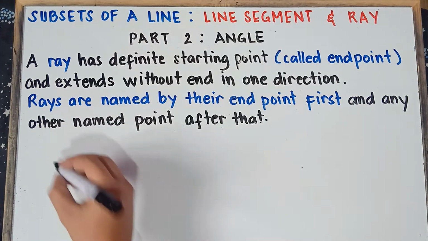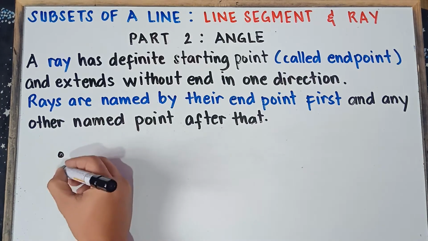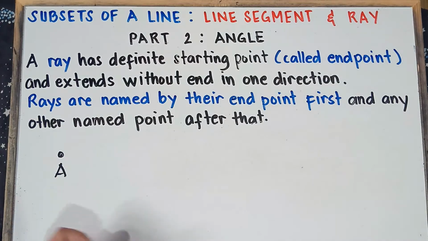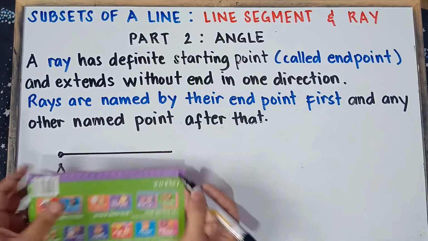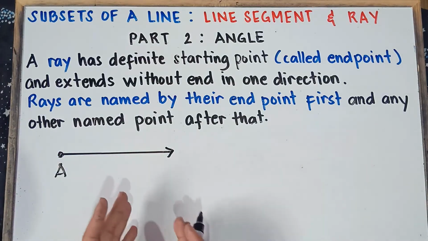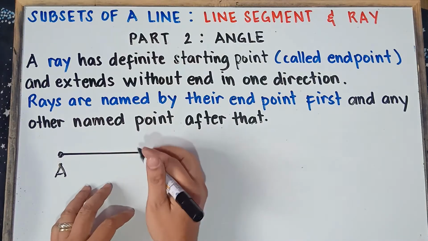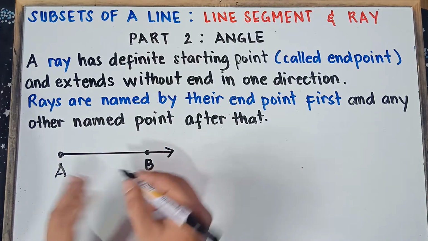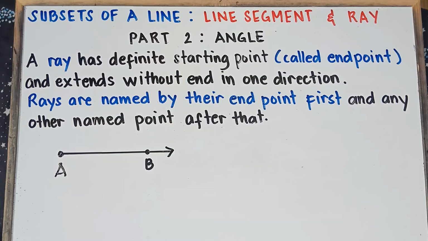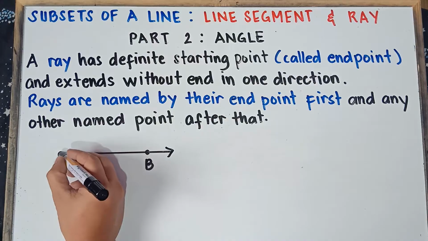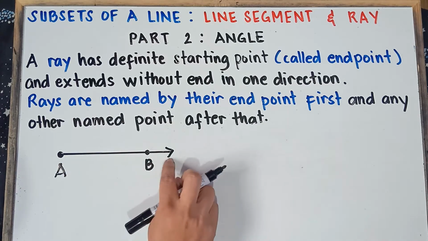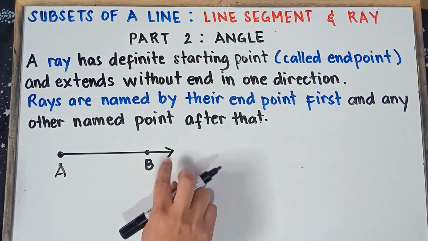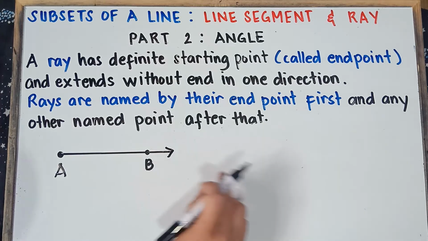Let's have an example, class. If this is point A, and this will be our endpoint, and then we will be extending this going to the right. Of course, we need to put an arrow. It will extend without end in one direction. And then this will be point B. Question, sir, can we call that one a ray? Yup, we can call that a ray. Why is that, sir? Because we have an endpoint, and then this line will extend infinitely going to the right. This arrow, class, means that it will extend going to the right without end, and that would be infinitely.